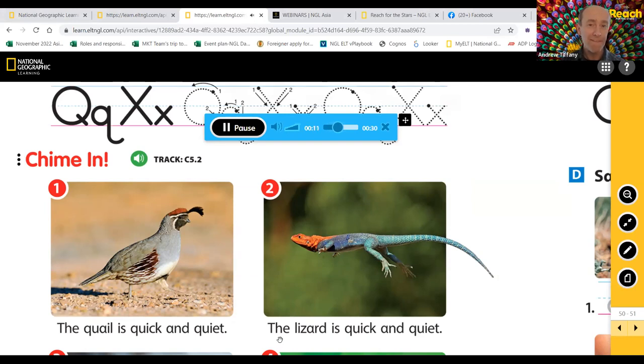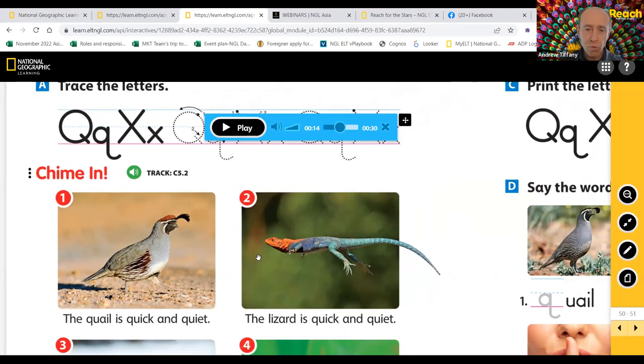2. The lizard is quick and quiet. Oh, the lizard is quick and quiet as well. Okay. So let's everybody read together. Ready? I'm going to go. The quail is quick and quiet. Very good. And the next one, the lizard is quick and quiet. Very good. Okay. And we can practice reading.